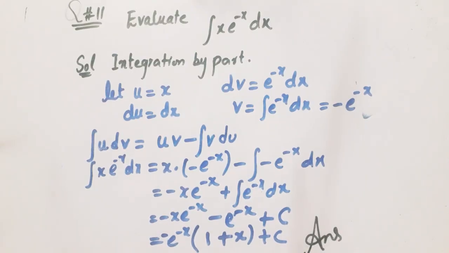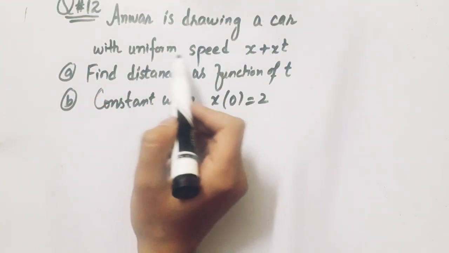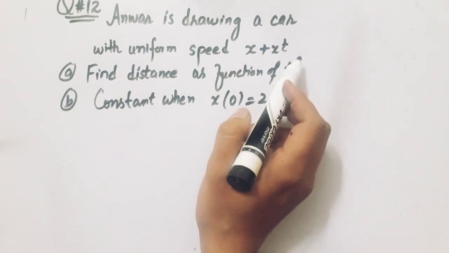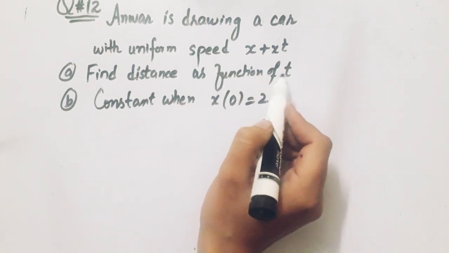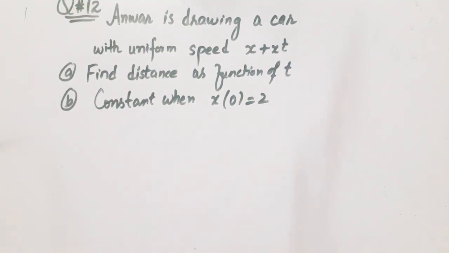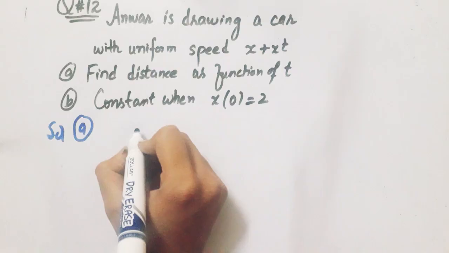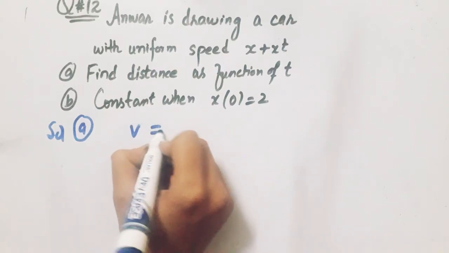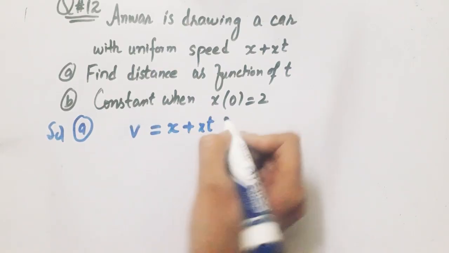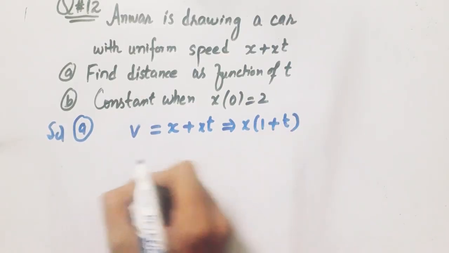Now we will solve the last question, question number 12. Question number 12 is: Anwar is driving a car with uniform speed x plus xt. Now you have to find the distance as a function of t and the constant when x of 0 is equal to 2. Now we will solve this question. For part A, given is uniform speed. So speed is represented by v, which is x plus xt. Now you can take x as common, remaining is 1 plus t.